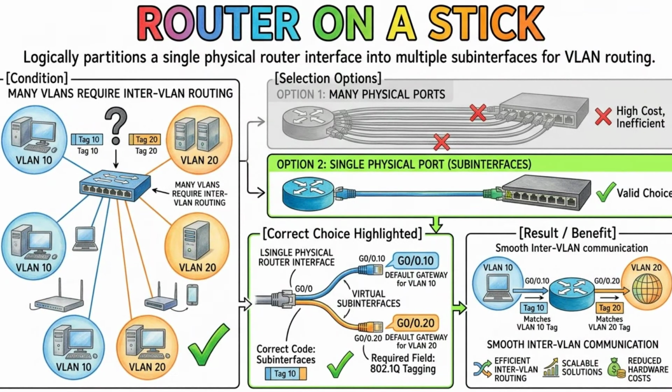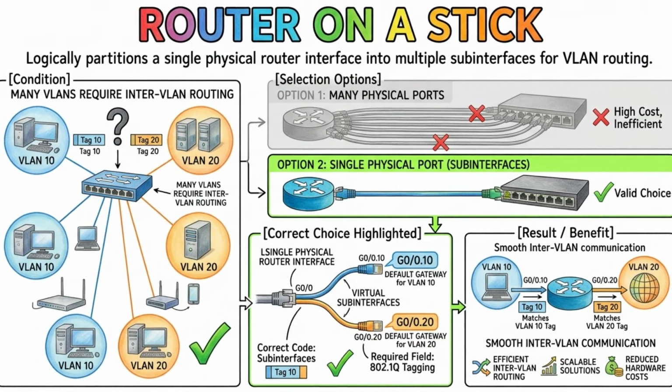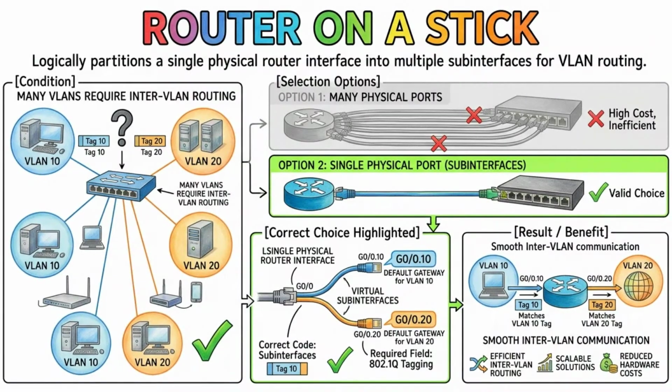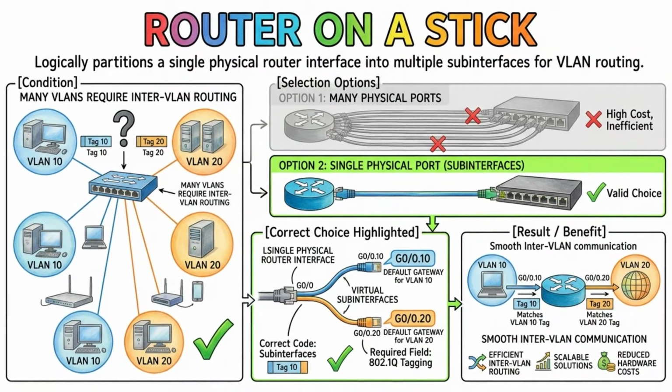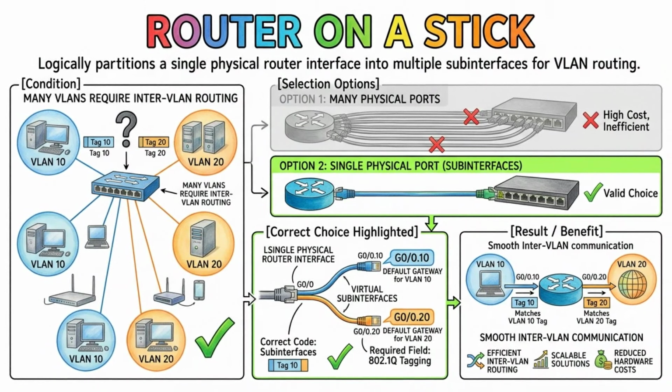When the router receives a tagged data frame from the switch, it reads the tag, removes it, routes the packet internally to the correct subinterface, and sends it back down the wire. You will definitely see configuration questions regarding subinterfaces and 802.1q tagging on your test.